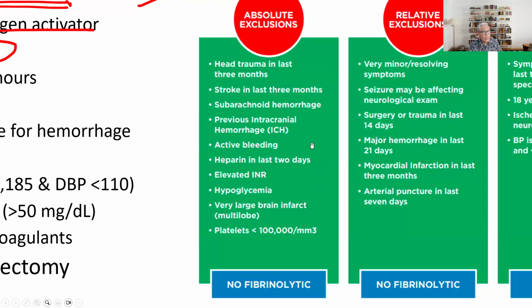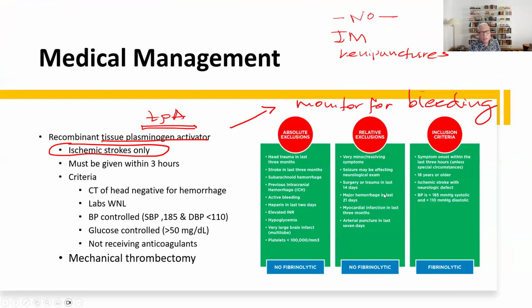So you don't need to remember this, but one of the clues that is important for you to take into consideration is we are giving a medication that will dissolve existing blood clots. So think about that. Therefore, anytime the coagulation profile of the patient is abnormal, like elevated INR and platelets that are low, we certainly are not going to give this medication. All right. So that's the important thing. There are some relative exclusions, but that's not important for you to remember.